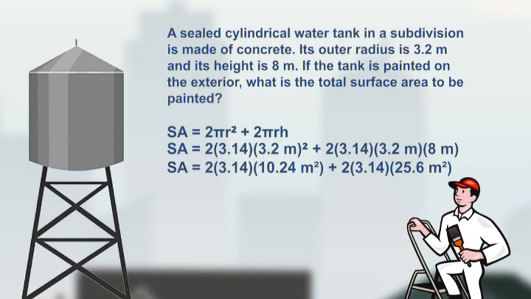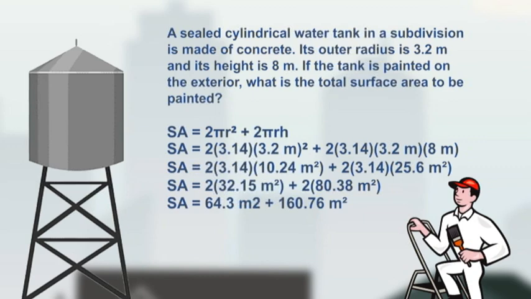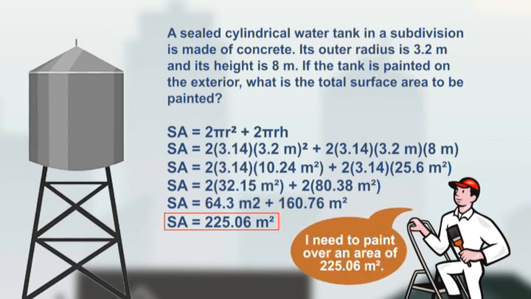surface area equals 2 times 3.14 times 10.24 square meters plus 2 times 3.14 times 25.6 square meters. That's equal to 2 times 32.15 square meters plus 2 times 80.38 square meters. Surface area is equal to 64.3 square meters plus 160.76 square meters. Adding the final values, we get 225.06 square meters, the area that needs to be painted.